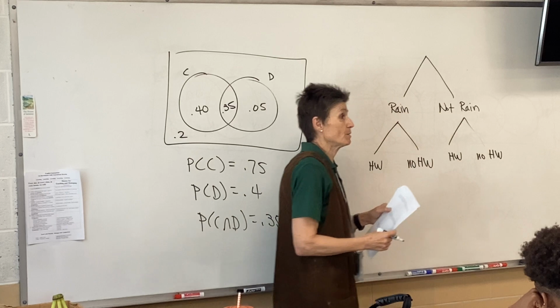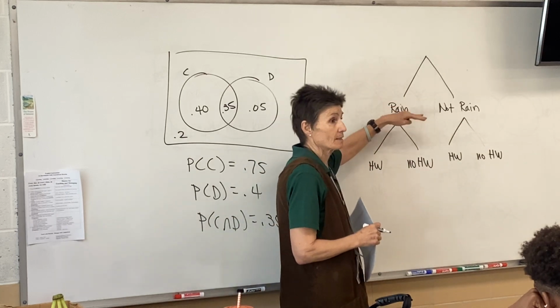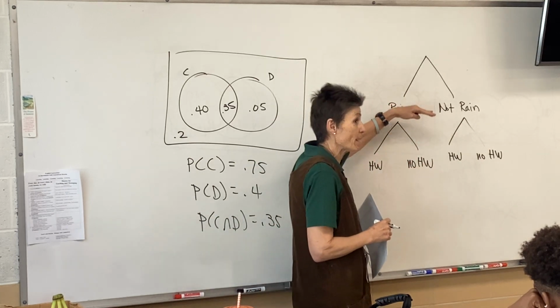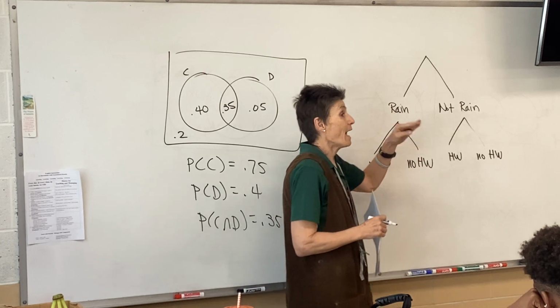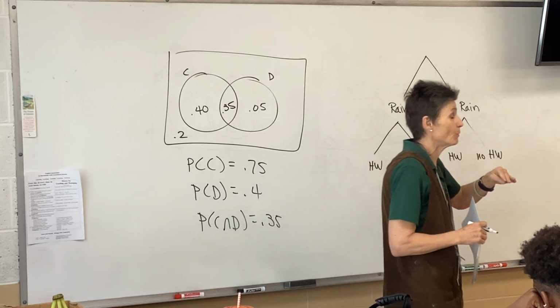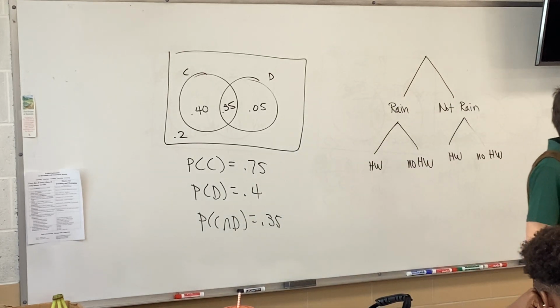Now, it's important that you do it in this order, I mean, like this, rain first and then homework. How do we tell what order to do it? The question that's asked is always last. So since the question says find Joe's probability of doing homework, homework is last.